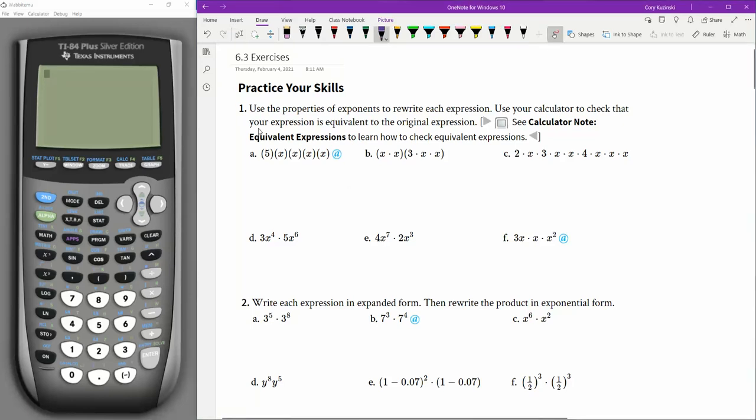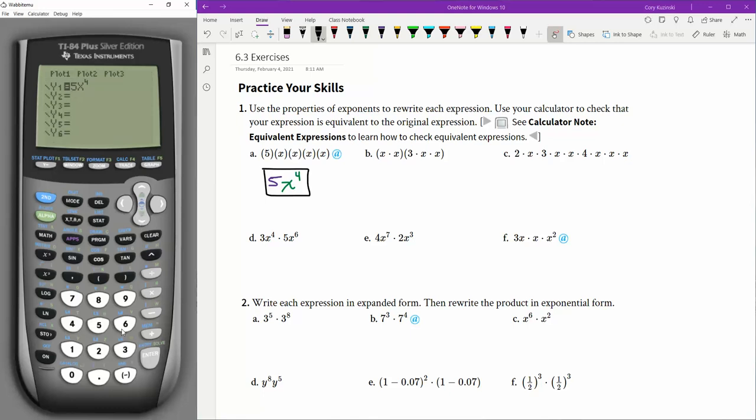Here we go. We're supposed to simplify these expressions. I've got a 5, and then 1, 2, 3, 4 x's. So how about 5x to the 4th? We're also instructed to check our answer on the calculator. There's a couple ways you can do that. I like this way better. It's got its limits though. We'll talk about that tomorrow in the reason and apply.